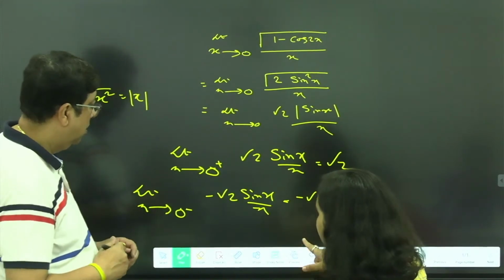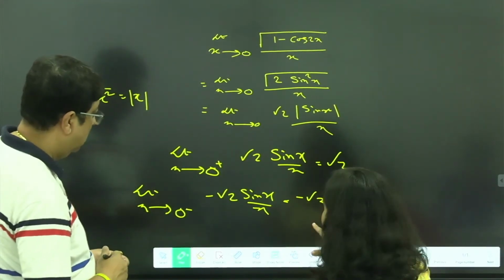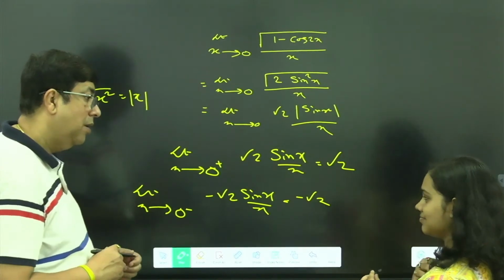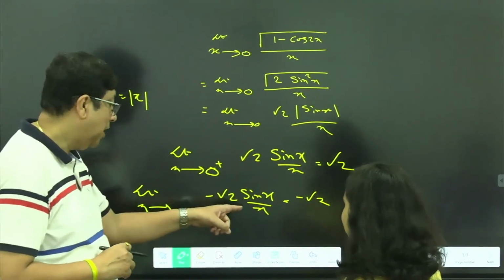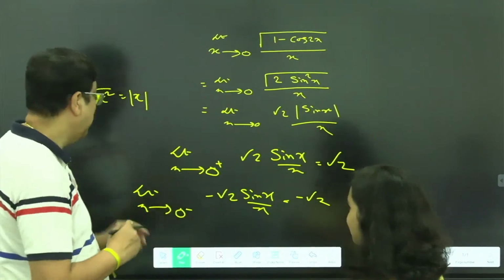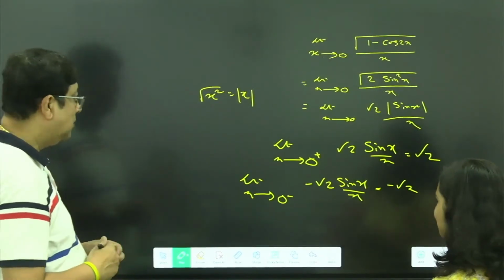But when x tends to 0 minus, sin x will be negative. So there will be minus root. Can you tell me why? There's a lot of confusion of the students regarding the x tends to 0 minus. Why is mod coming negative? Can you tell me? What is the reason behind it?